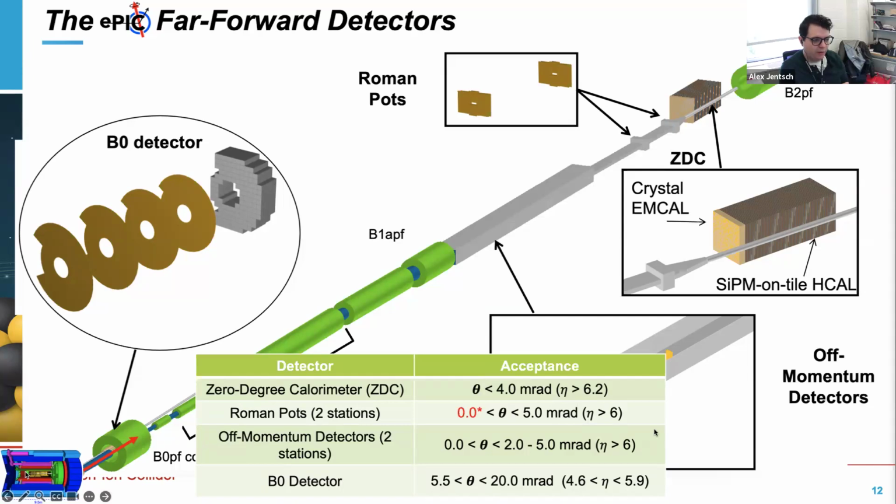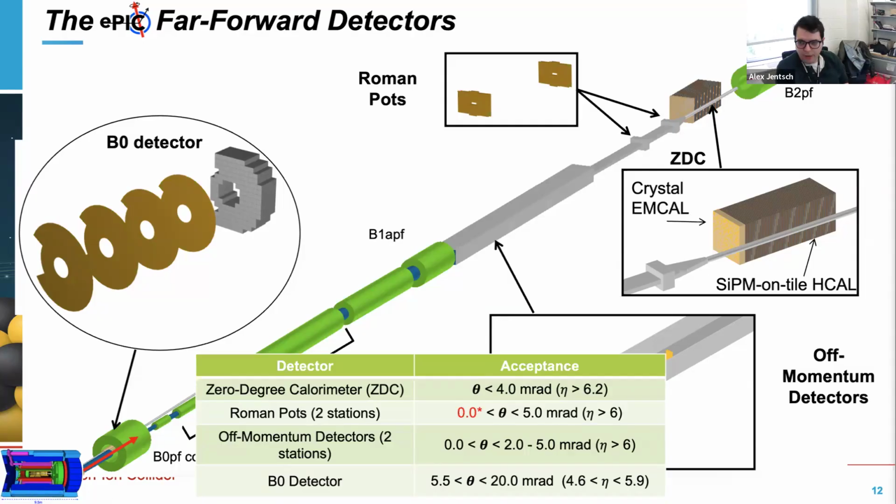This is outside the main detector, but it doesn't mean the main detector is not important. We'll come back to that a little bit later. I just picked one example to make things easy today. So the ones we'll really focus on, as I said, are the Roman Pots, with pseudorapidity greater than 6, and the B0 detector, which is a little less aggressive in pseudorapidity.